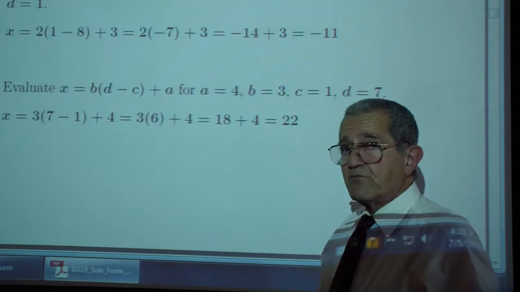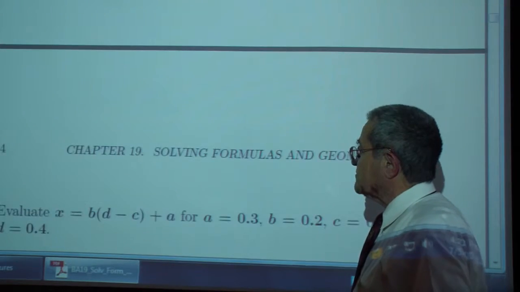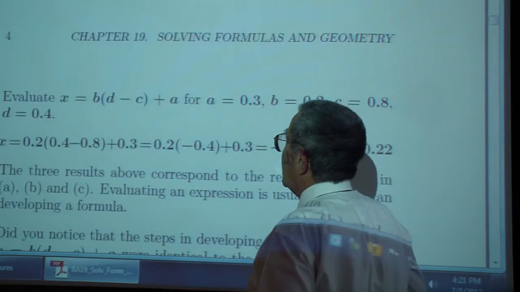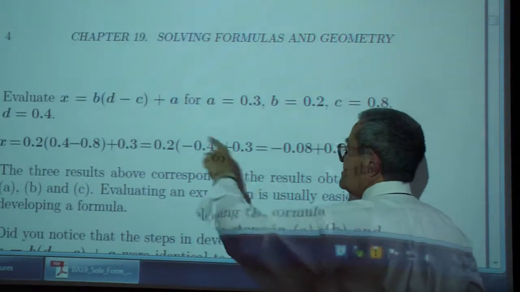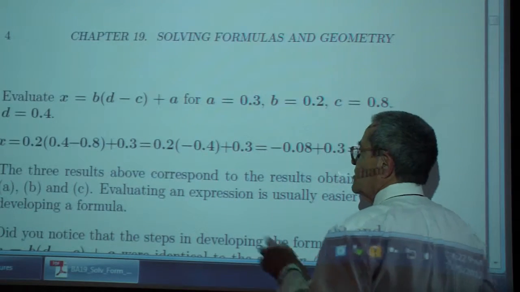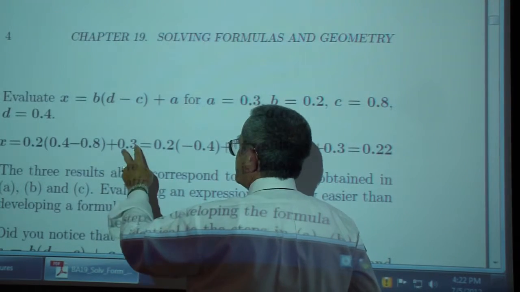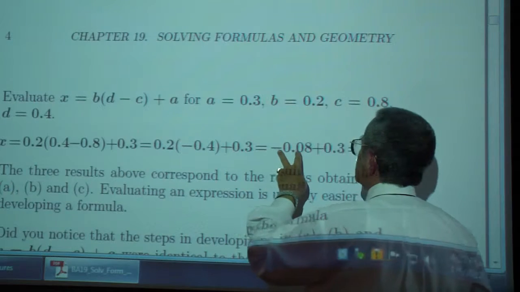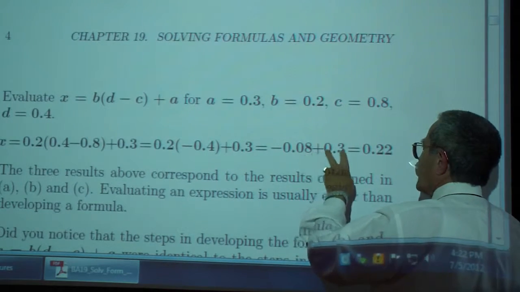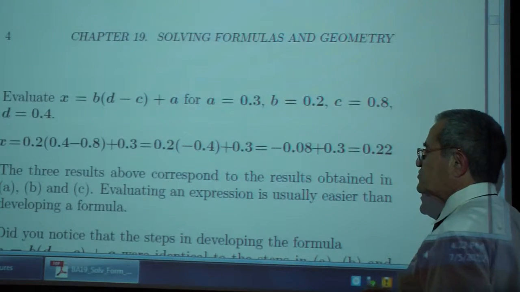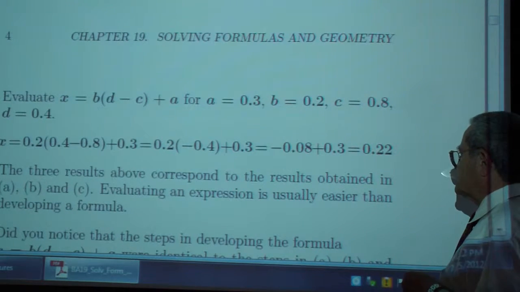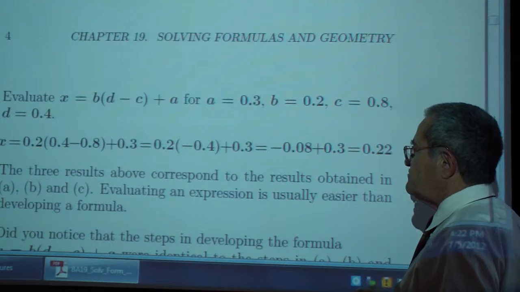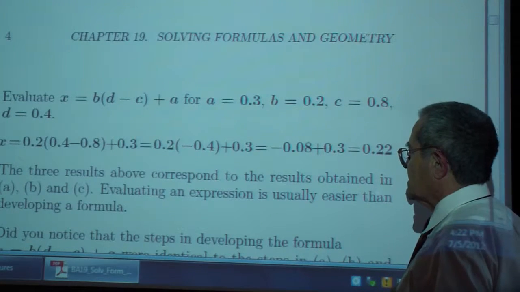Now, wasn't that the number we had before? a is 0.3, b is 0.2, c is 0.8, and d is 0.4. 0.2 times 0.4 minus 0.8 plus 0.3 becomes negative 0.08 plus 0.3, or 0.22. The 3 results above correspond to the results obtained in A, B, and C earlier.